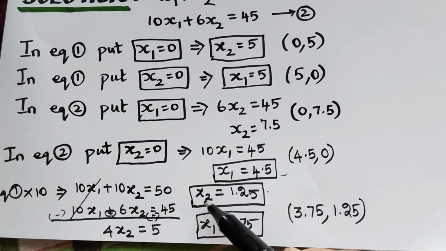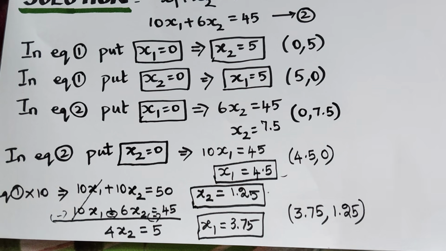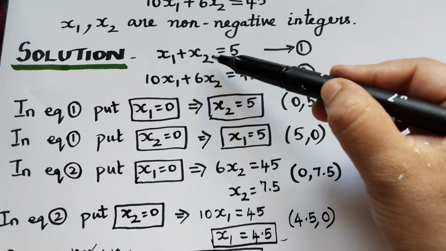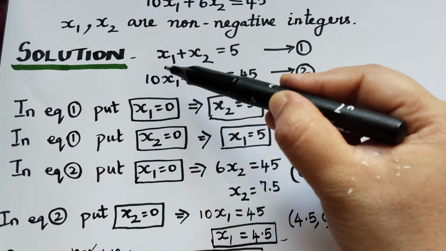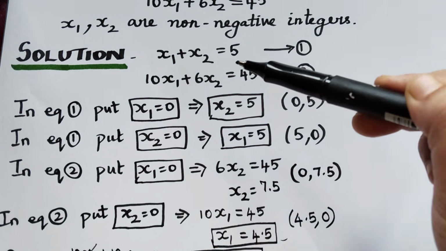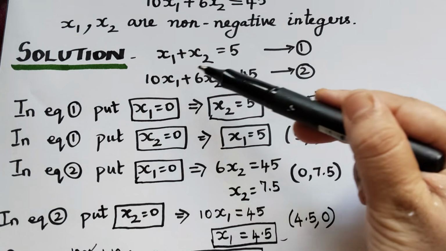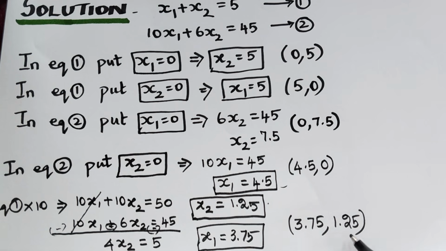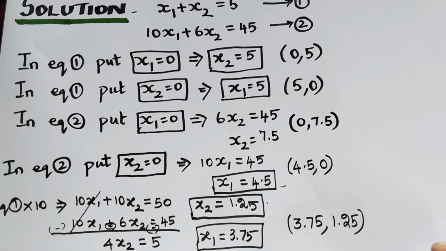And so on substituting the value of x2 in the first constraint, here we will substitute x2 equal to 1.25. So the value of x1 will be 5 minus 1.25, and so the value of x1 we have obtained to be 3.75. So this will give us the point of intersection of the two constraints. Now after finding all these points, we can draw the graph.